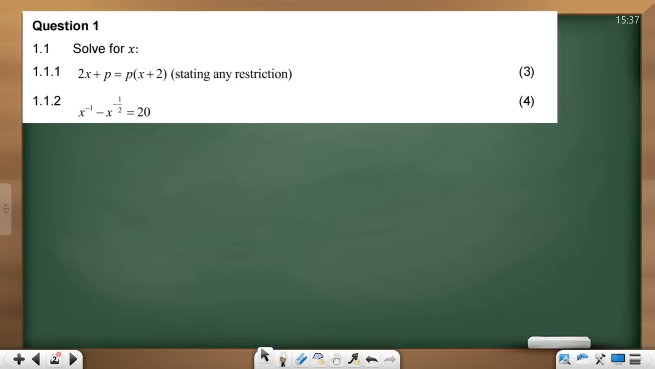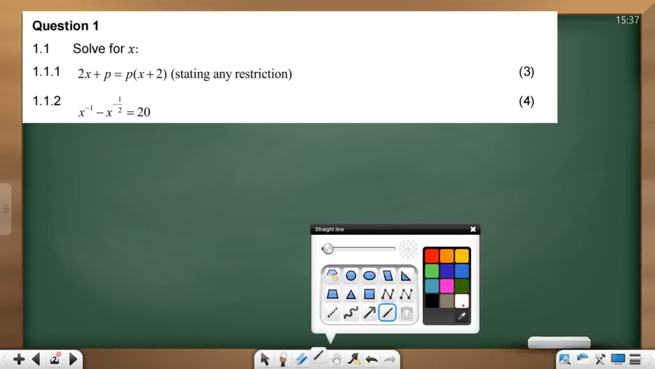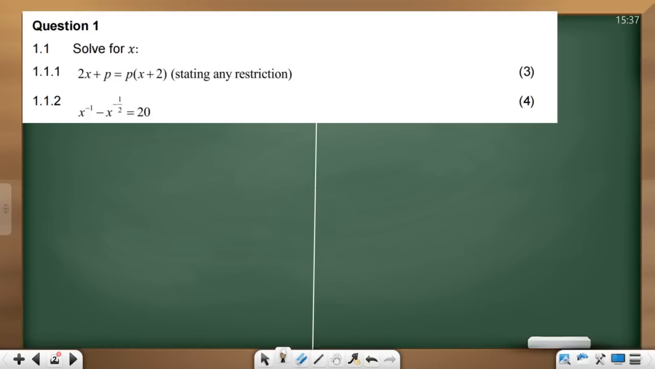I'm going to move quite fast, so your job is to make sure you catch up, rewind if you need to rewind, and make sure you understand the concepts that will be discussed in this paper. I'll start from 1.1.1. I believe you have paused the video and done your work. Okay, 1.1.1 says solve, stating any restriction.